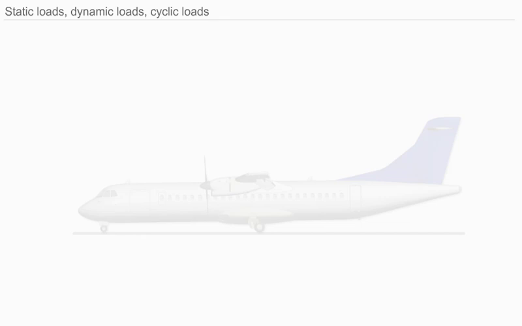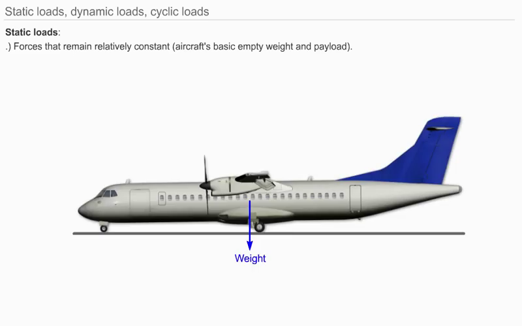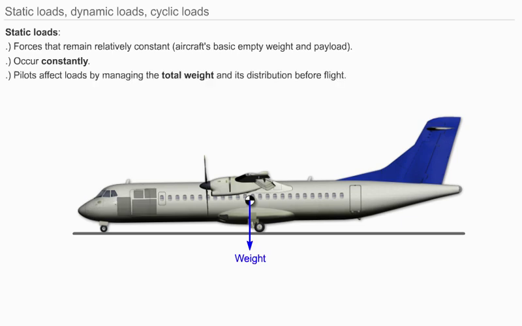Now let's focus on the differences between static loads, dynamic loads, and cyclic loads. Static loads are forces that remain relatively constant, such as the aircraft's basic empty weight and payload. They occur constantly. Pilots affect these loads by managing the total weight and its distribution before flight.